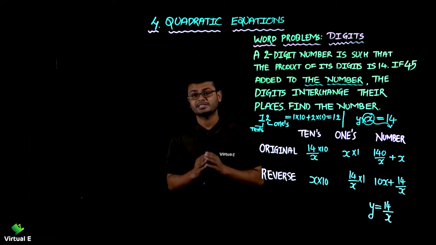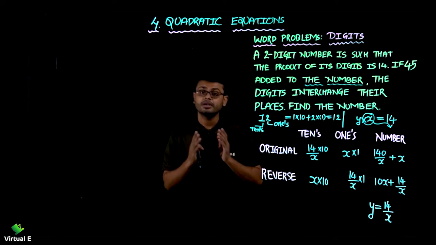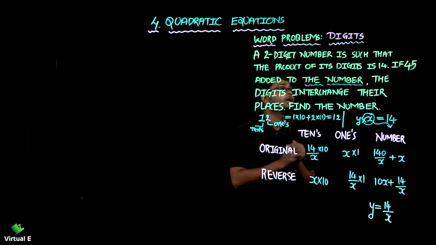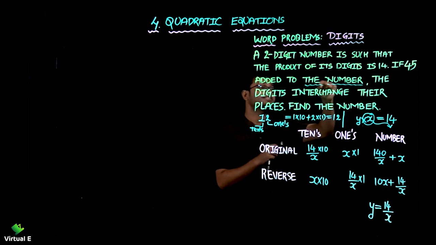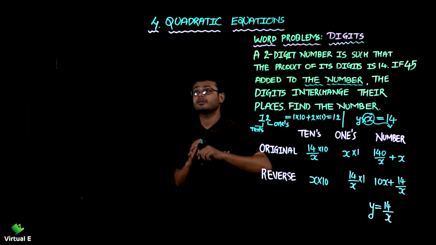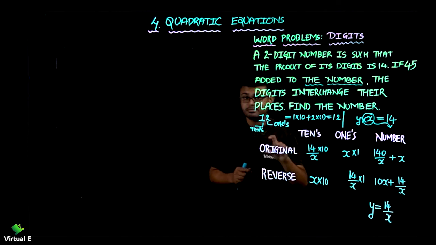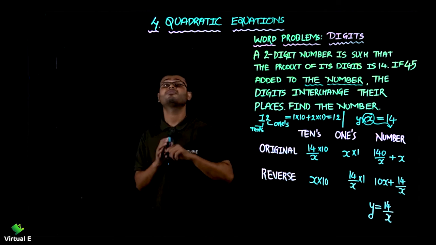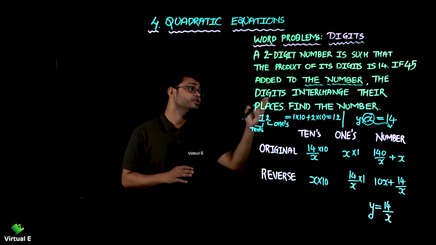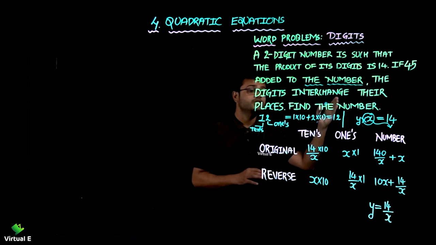We are not keeping x like we did in the chapter of pair of linear equations. Let's proceed. Now, if 45 is added to the number, so let me take number. I told you number means original number always. So 45 is added to the original number, the digits interchange their places.